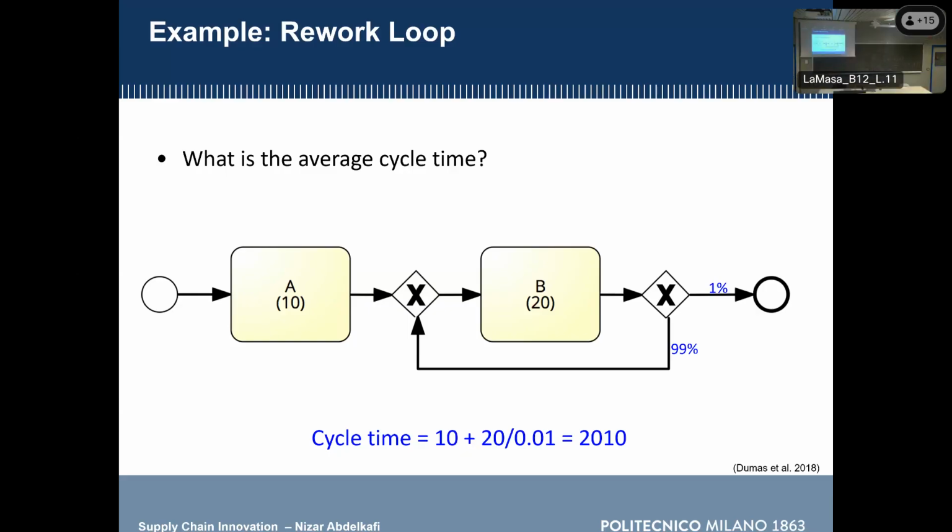Of course, here we have an extreme case because we have only 1% probability that we go out of the loop. The good thing is you don't need to memorize this. What you need to do is you get this 20 and you divide it by the probability of coming out from the loop. So it's 1%, which is 0.01. So you're dividing 20 by 0.01, and then you will get the expected cycle time inside the loop.